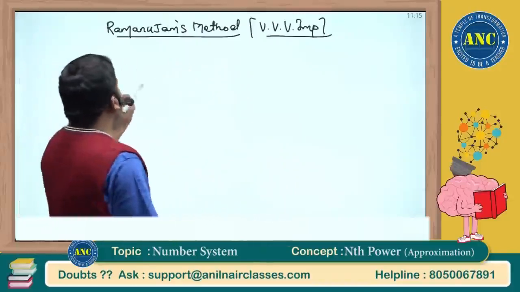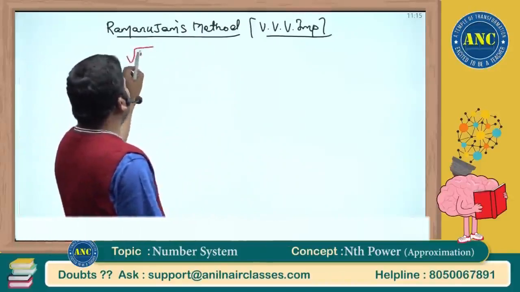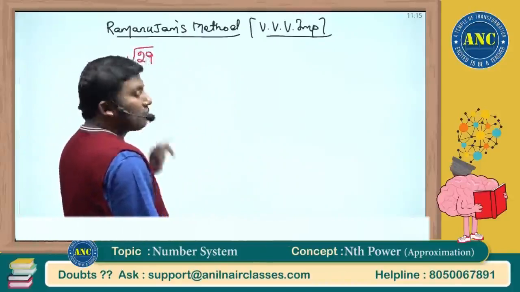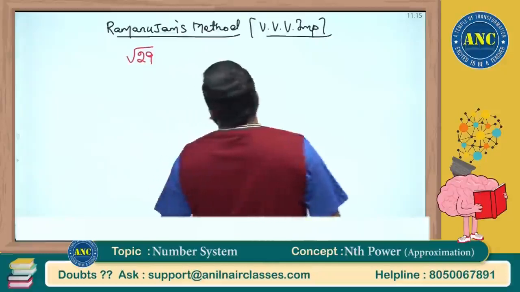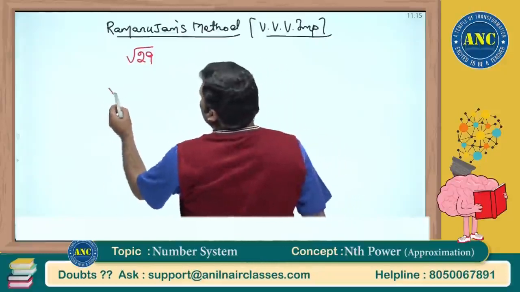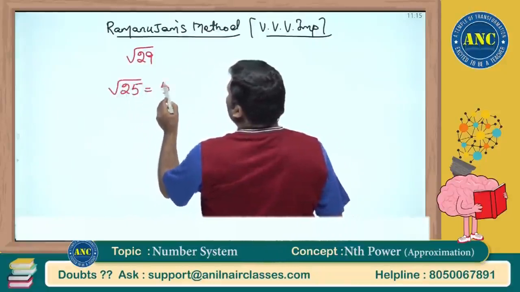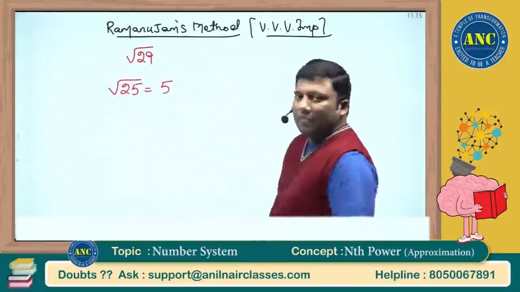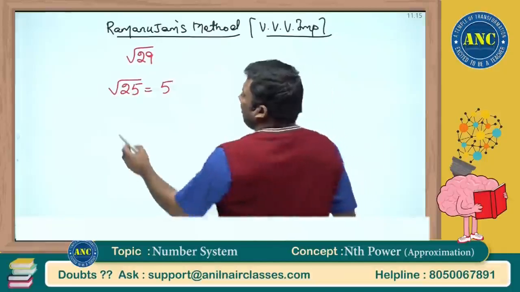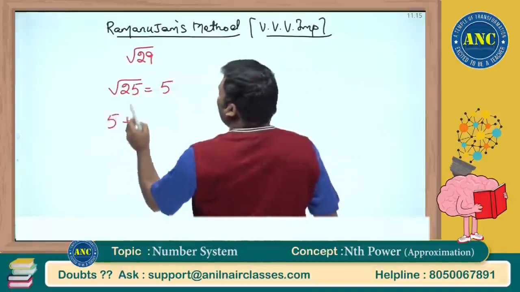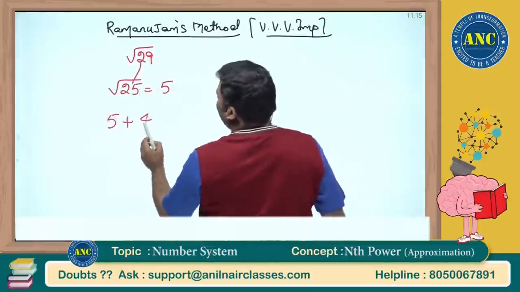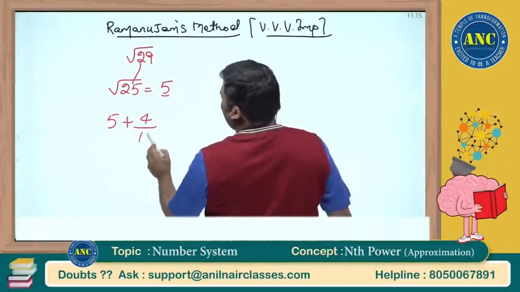Ramanujam's method. Now, Ramanujam's method for the square root of 29. Root of 29 is just greater than the nearest perfect square, root 25, which is 5. 5 plus, 29 minus 25, what is the difference? 4. Double this value, 10.